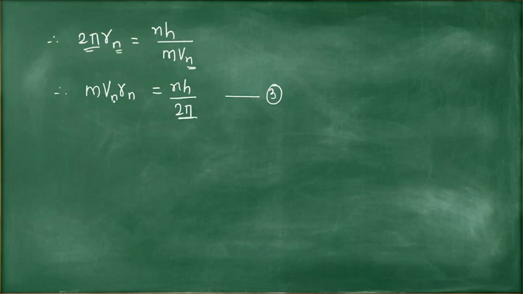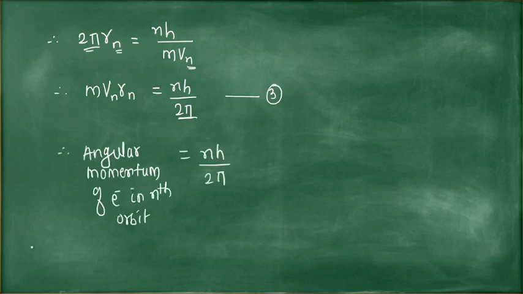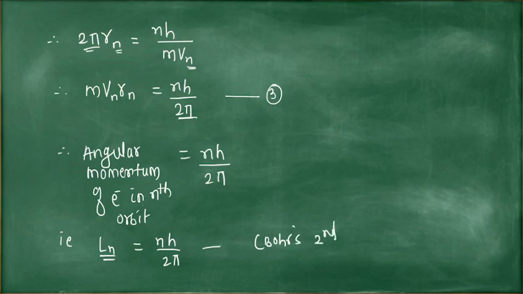So this is the equation. And mvn rn, what is mvr? It is the angular momentum of electron in the nth orbit. So this is nh upon 2 pi. So this can be written with the symbol ln equals nh upon 2 pi. So this is nothing but Bohr's second postulate. So this is a proof of Bohr's second postulate.